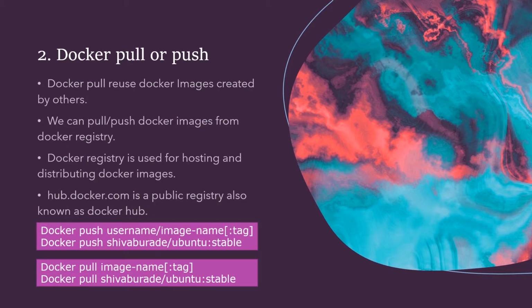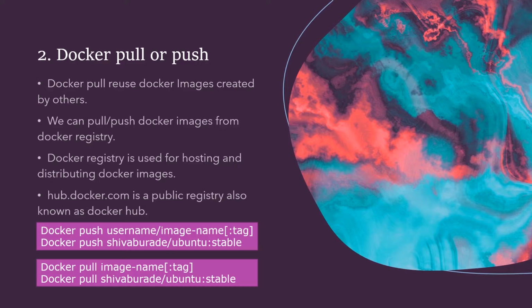If you do not want to create your own Docker image, you can use Docker images created by others. Images created by others are found on Docker Registry. Docker Registry is a place from where you can use Docker images created by others, and you can also publish your own images so that other people can use them. You can think of Docker Registry as a Play Store or an App Store from where you can download applications created by others, and you can also publish your own applications so other people can use them.